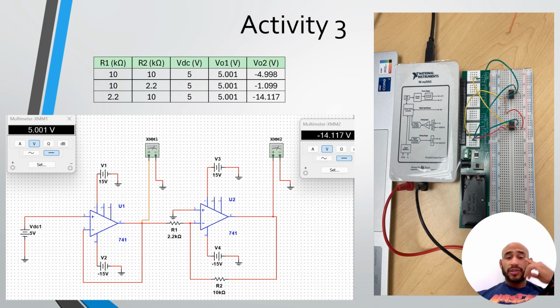And for the last condition, we obtain the maximum gain that we can supply to the circuit. It's basically going to saturate the op-amp. So what we're getting is negative 14.117 volts at the end of the second op-amp. And in all the cases, the first op-amp works as a voltage follower.